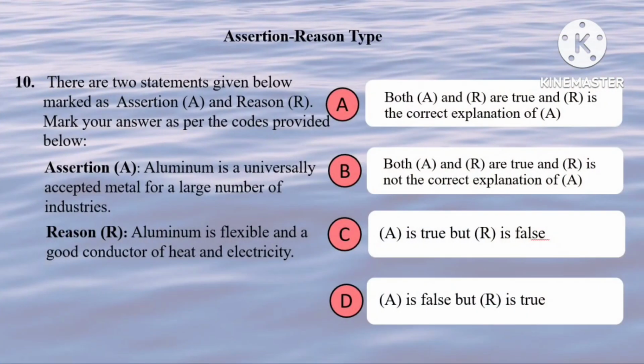Next, assertion. Aluminium is a universally accepted metal for a large number of industries. True. Reason. Aluminium is flexible and a good conductor of heat and electricity. True. So both A and R are true, and R is the correct explanation of A. Hence option A. Next, your multiple correct answer type question begins now.